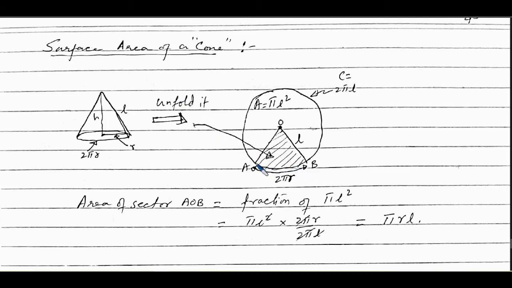But this is some portion of this circle. So when I say fraction, what does it mean? 2 pi r portion is considered out of 2 pi L. So 2 pi r divided by 2 pi L, this is a fraction. So area of a sector AOB is the area of the cone, because I have cut it open and put it here. So this area and this area is the same. So this area is pi times r into L.